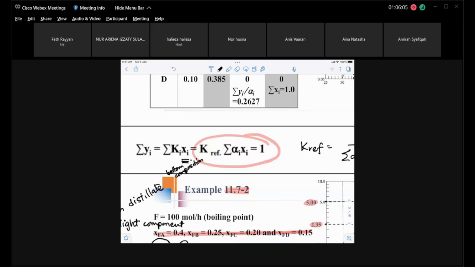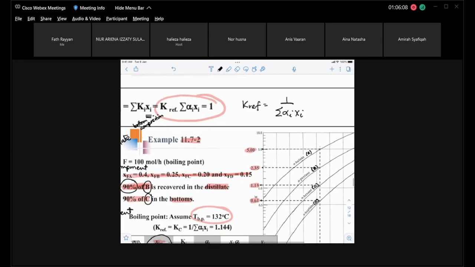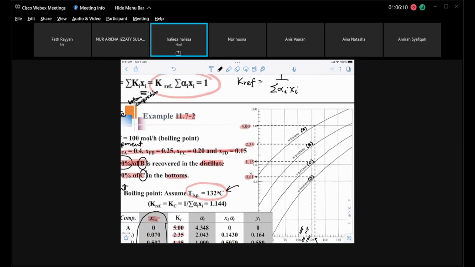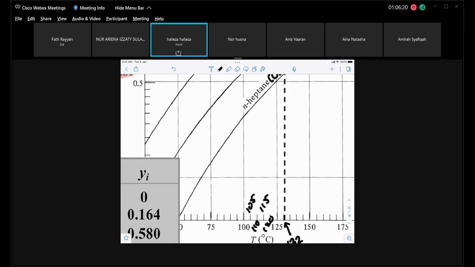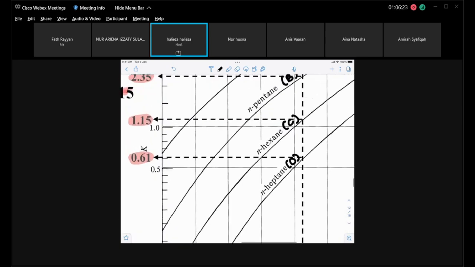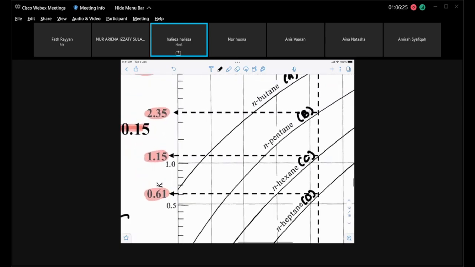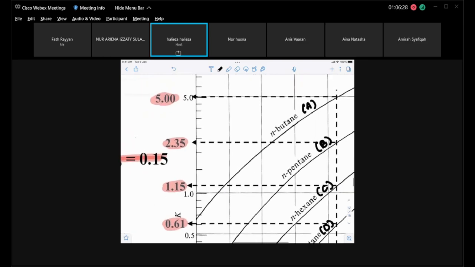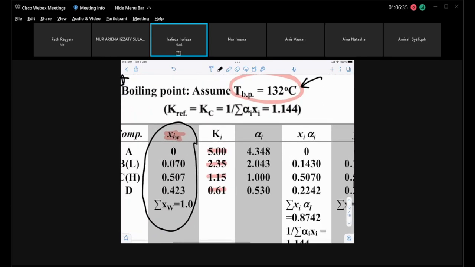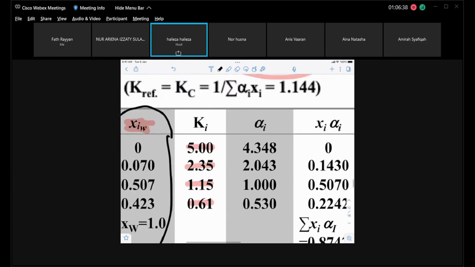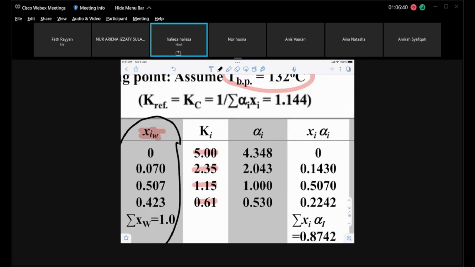Okay, so now let's redo it again. I assume a temperature of 132. At that temperature of 132, which is very close to 130, the dotted line, I will get the K value for every component, which I already highlighted on the left-hand side, the y-axis. And that K value, I will write in this column. So now that's my K value at a temperature of 132.